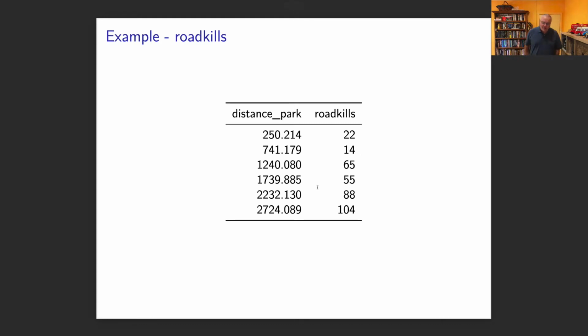So as always, let's motivate this with an example. This example comes from the Zuur book, and what they did is they were looking at roadkills. They were looking at amphibians, so frogs, toads, newts, and they were seeing how many got killed, and they looked at the distance from a particular national park. So we've got the distance, I'm going to say meters or kilometers, can't remember off the top of my head, and we've got the number of road kills per unit amount.